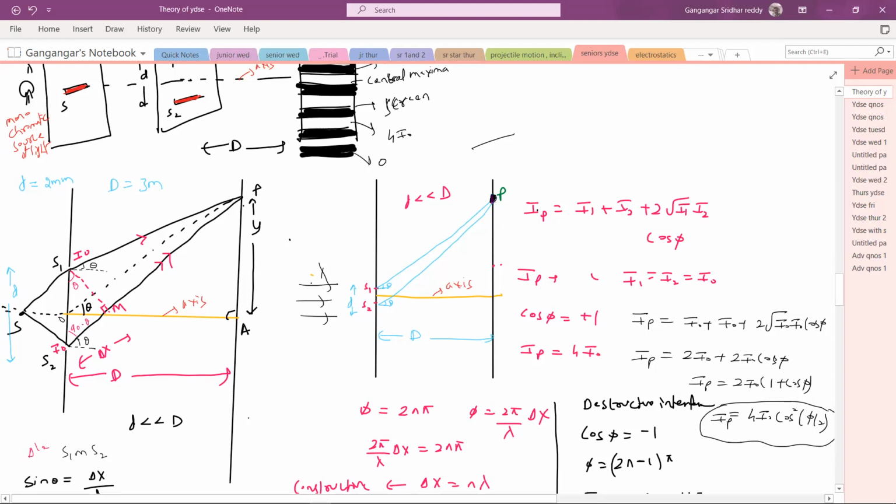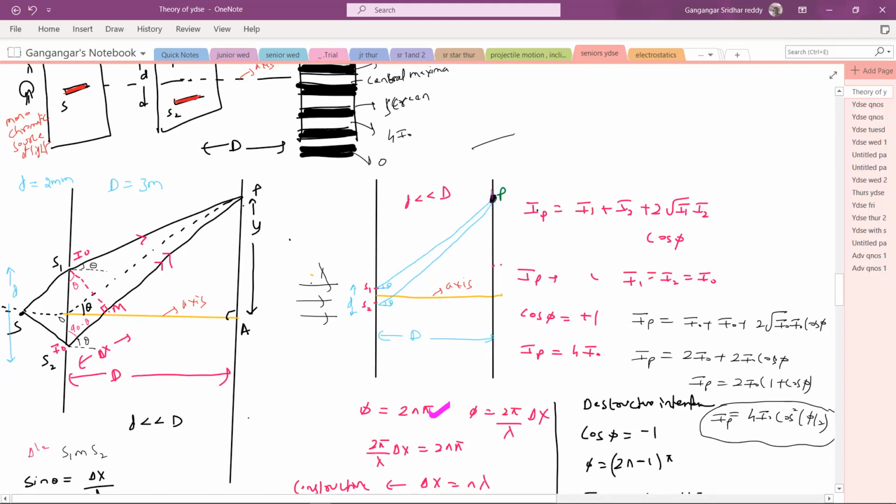So why will this be 4 I naught? The reason it will be 4 I naught at this particular point P is that if the phase difference of the rays arriving at point P is equal to 2n pi, then this will be 4 I naught intensity.